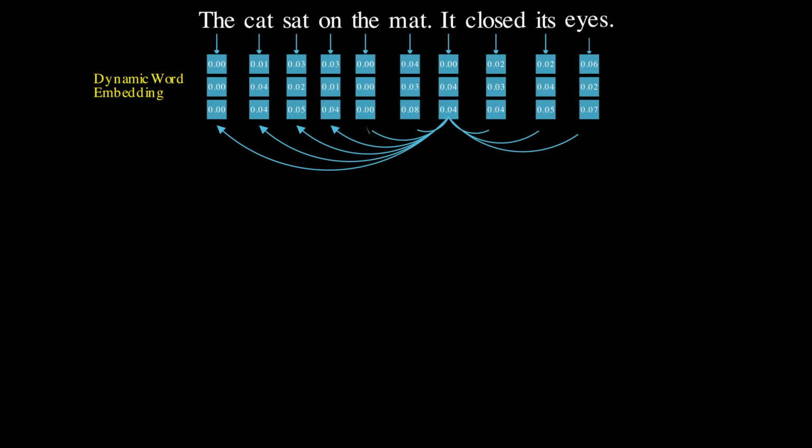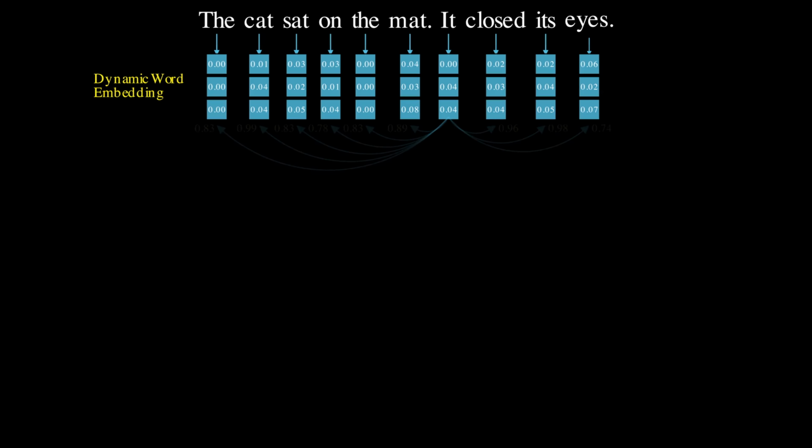Now we can check the similarity of those words with "it" and we can see that it is now more close to "cat". If the next line makes it refer to some other word, the model will create a different dynamic embedding based on the need of that line.